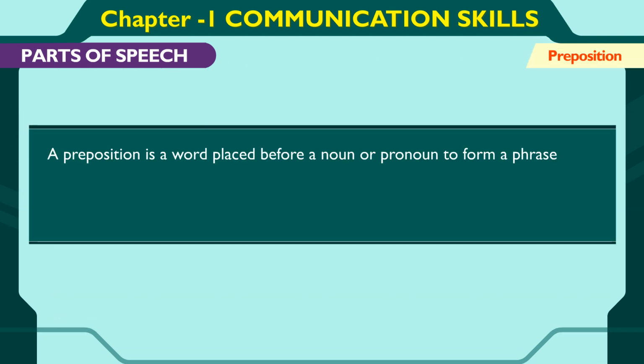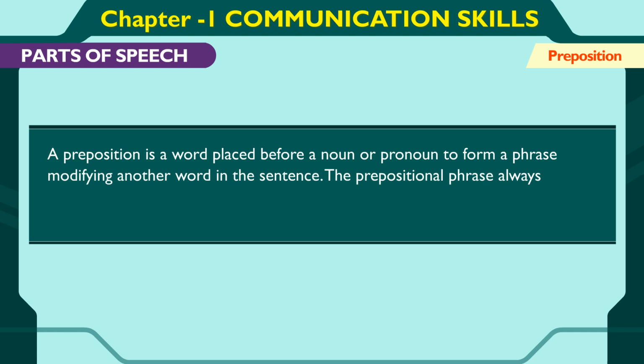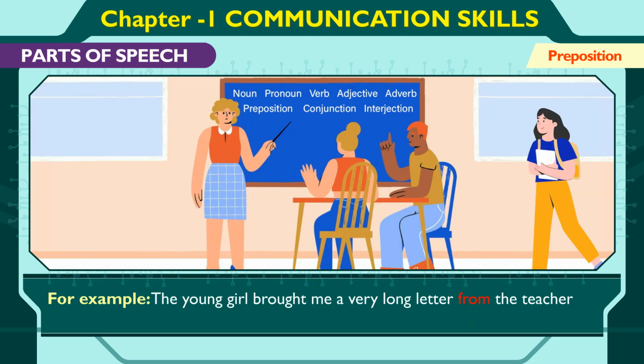Preposition. A preposition is a word placed before a noun or pronoun to form a phrase modifying another word in the sentence. The prepositional phrase always functions as an adjective or adverb. For example, the young girl brought me a very long letter from the teacher and then she quickly disappeared.